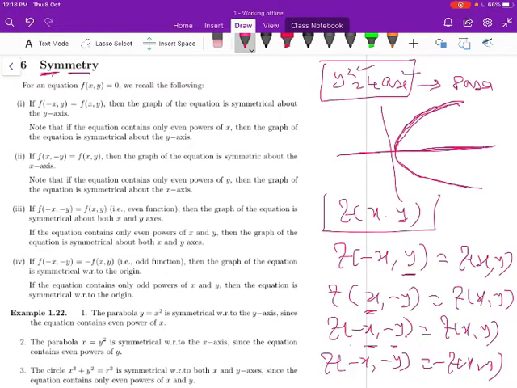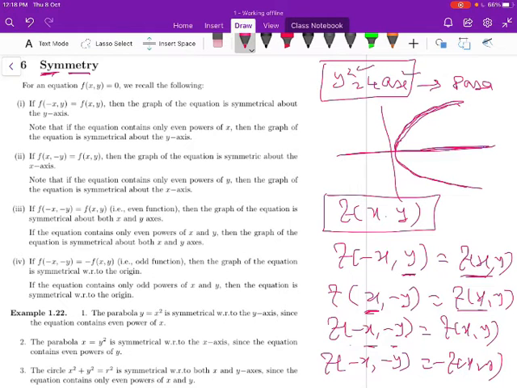So let us define again. f of x comma y is a function. Suppose f of minus x comma y is equal to f of x comma y, meaning replace x by minus x, if you get f of x comma y, then it is symmetric about the y axis. Here replace y by minus y. If you get f of x comma y, this is symmetric about the x axis.